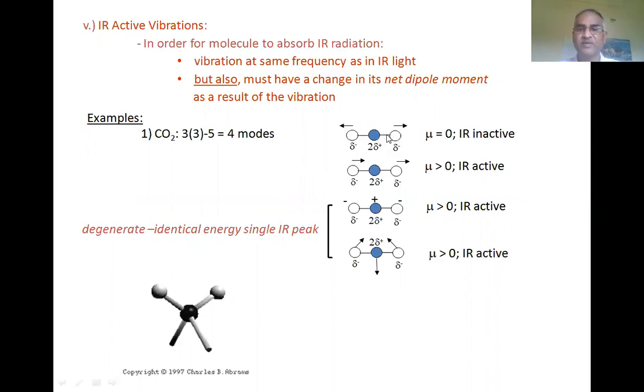So one atom is going to this side, and to the same extent, the other atom on the other side also is going. Hence, there is no dipole moment generated. When there is no dipole moment, there is no interaction of electromagnetic radiation with the molecule. And hence, this mode of carbon dioxide, out of the four, is inactive, and the other modes are active.